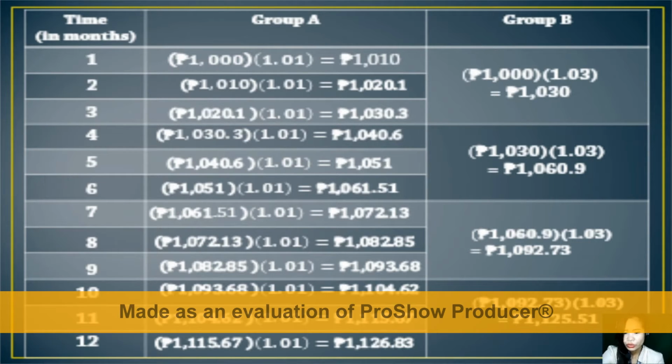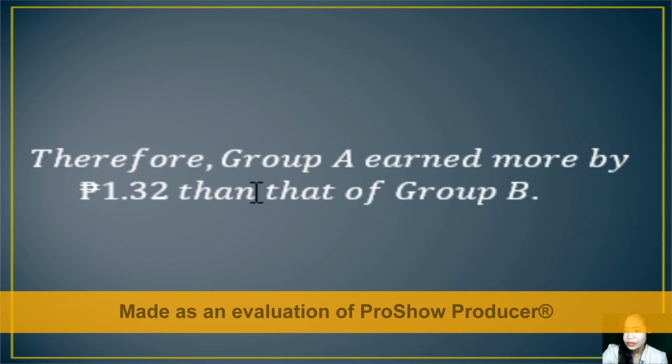So how will you conclude from this? You will compare the earning that we have in Group A and Group B. As you can see, Group A earned more by 1 peso and 32 centavos than that of Group B.